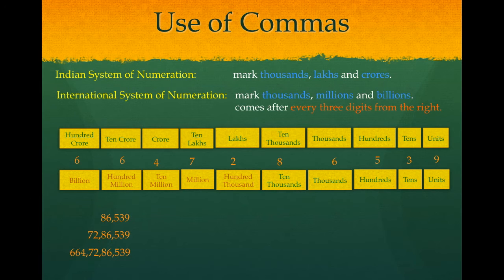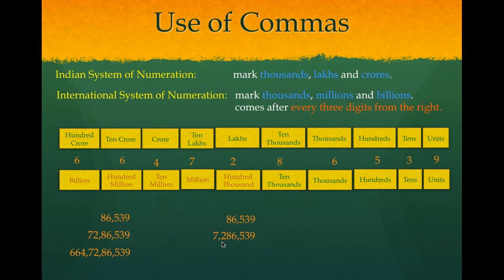In the international system of numeration, we use commas to mark thousands, millions and billions. And commas come after every 3 digits from the right of the number. So the 5-digit number will be the same in the international system of numeration. We'll place a comma after the third digit. So it will be 86,539. In the 7-digit number, a comma will come after the third digit, then after the 6th digit. So that this is the number of millions and this is the number of thousands.